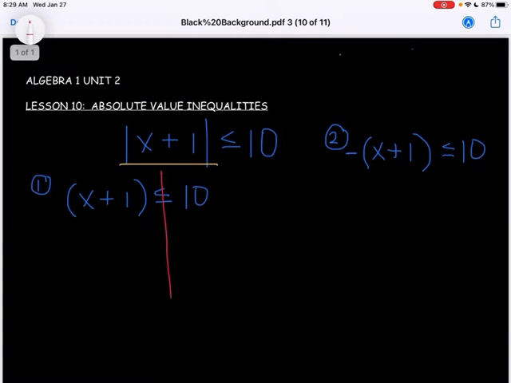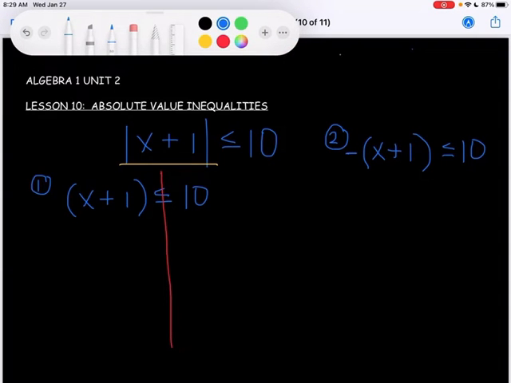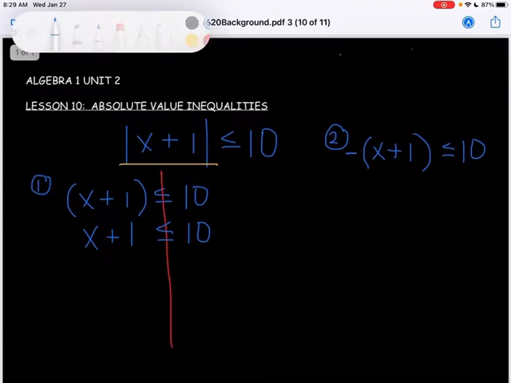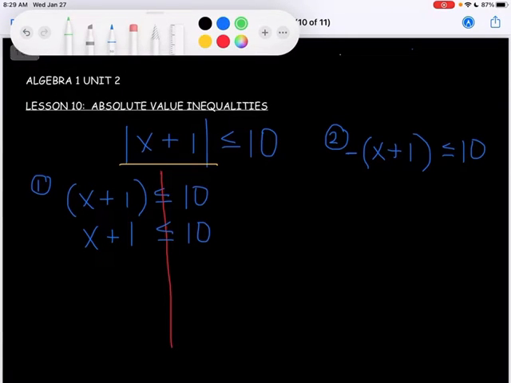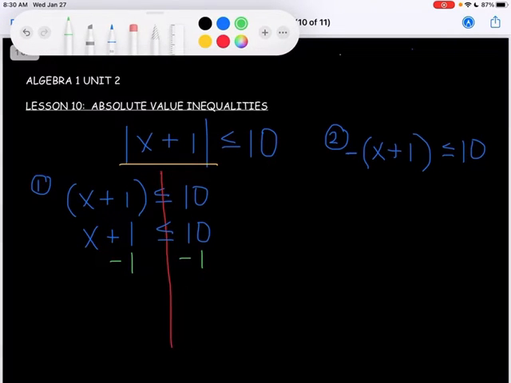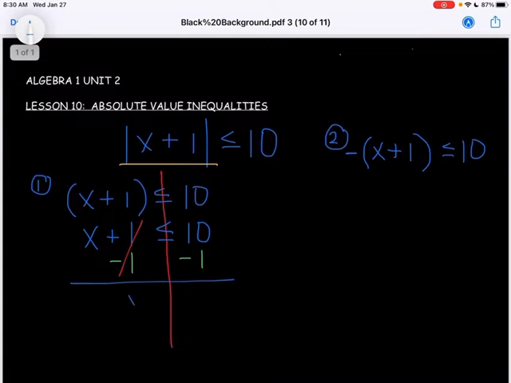So for the first one, I can go ahead and drop off those parentheses because there's nothing to distribute. And I get x plus 1 is less than or equal to 10. And then to get x by itself, I need to get rid of the 1. So I'm going to subtract 1 from both sides. And I end up with x on the left-hand side less than or equal to 10 minus 1, which is 9.